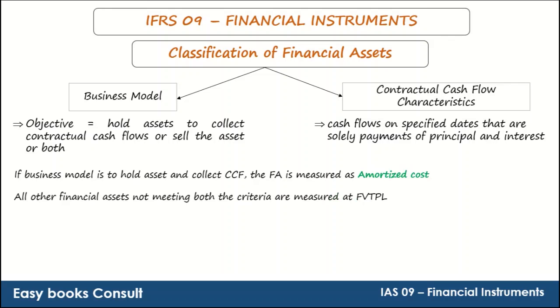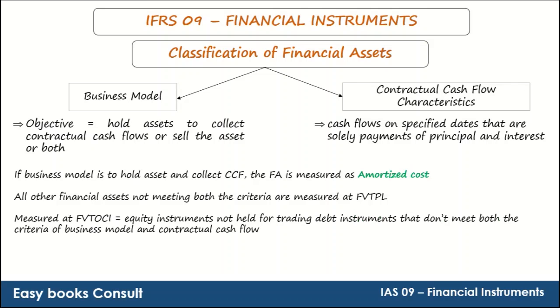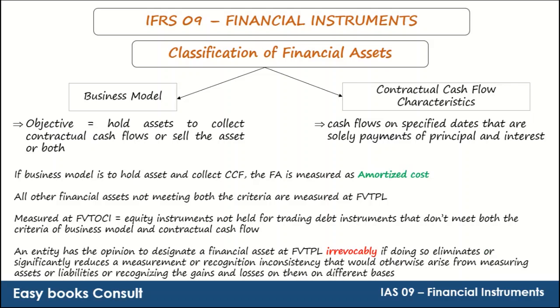All other financial assets shall be measured at fair value unless they are measured at amortized cost. There is another classification called fair value through other comprehensive income, which is at the discretion of the entity and is applicable for equity instruments that are not held for trading as well as debt instruments that do not meet both the conditions of classification at amortized cost.